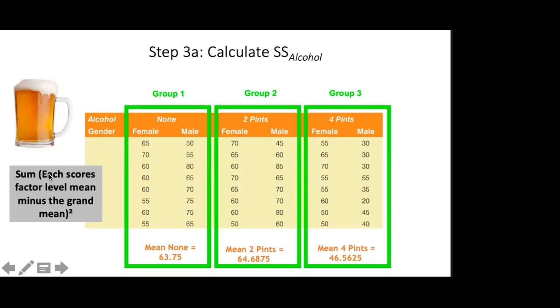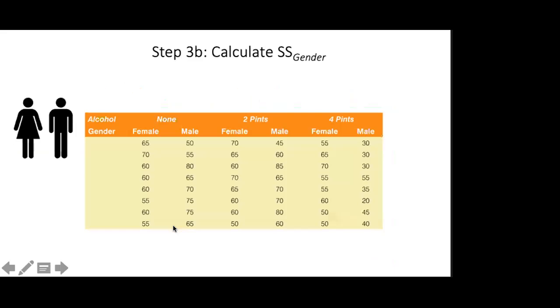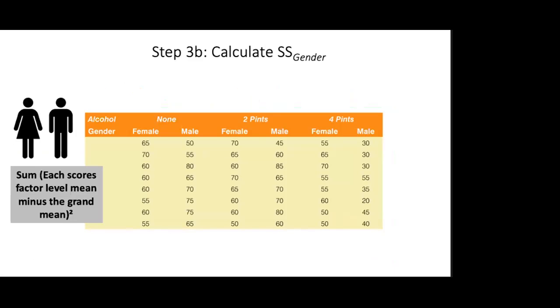And again, we subtract the grand mean from each of these factor level mean values, for each individual participant. Then we come up with this value here. That would be the variability due to alcohol, so different amounts of alcohol consumed. And then finally we do the same thing for gender.